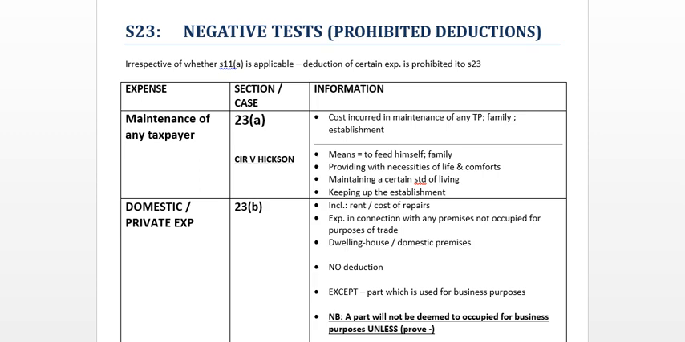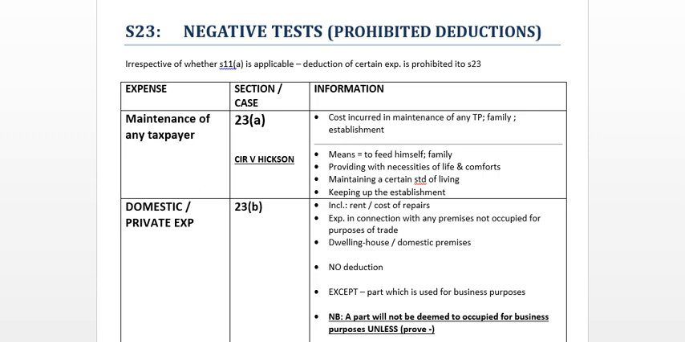So section 23, these are your prohibited deductions. These are deductions not allowed in terms of the Tax Act. So irrespective of whether section 11A is applicable, deduction of certain expenditure is prohibited in terms of section 23. So even if it did conform to the definition above, you may still not deduct this as a deduction.